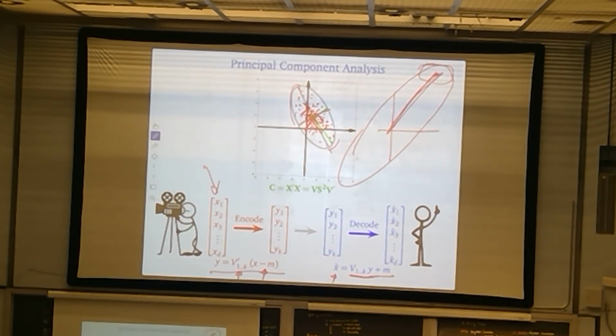This is a linear encoder-decoder pipeline. We can replace it with a nonlinear encoder-decoder. That's what deep learning does, expanding the power of that. Okay?